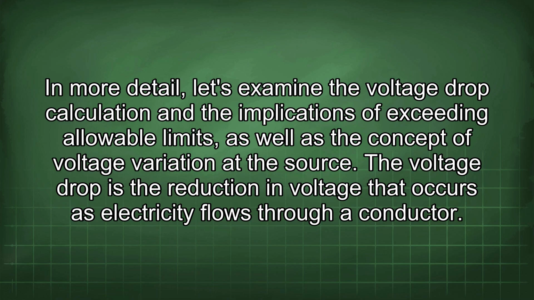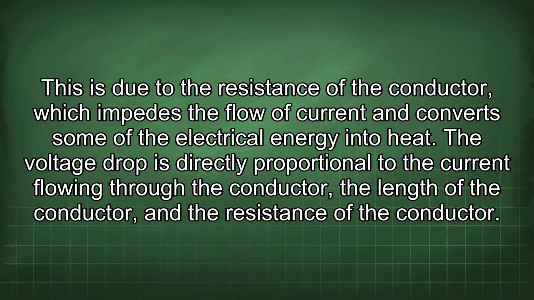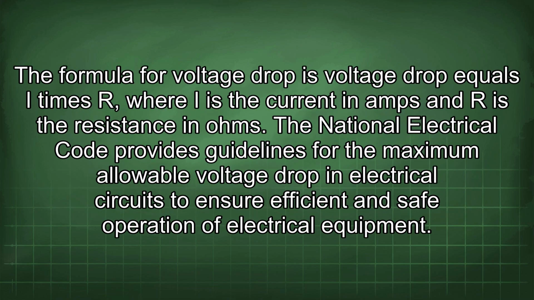The voltage drop is the reduction in voltage that occurs as electricity flows through a conductor. This is due to the resistance of the conductor, which impedes the flow of current and converts some of the electrical energy into heat. The voltage drop is directly proportional to the current flowing through the conductor, the length of the conductor, and the resistance of the conductor. The formula for voltage drop is voltage drop equals I times R, where I is the current in amps and R is the resistance in ohms.